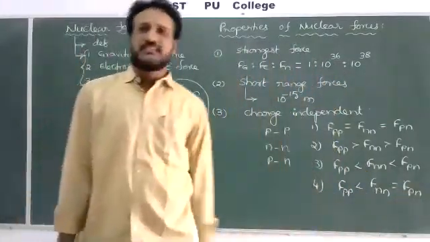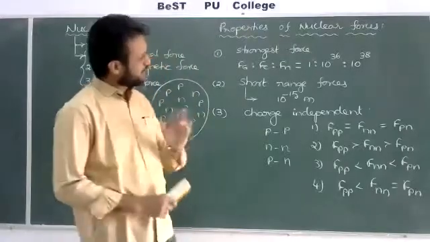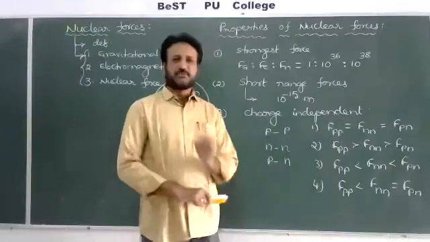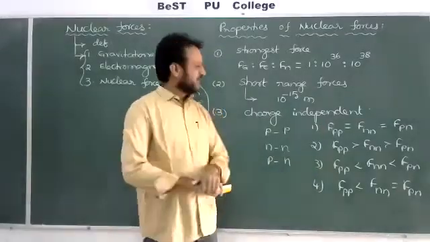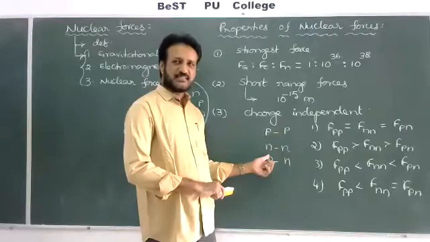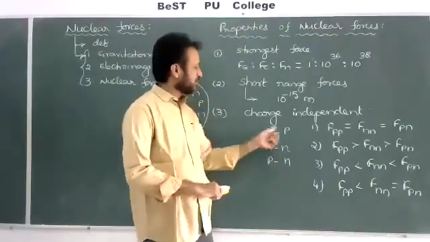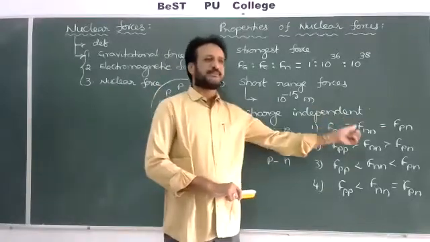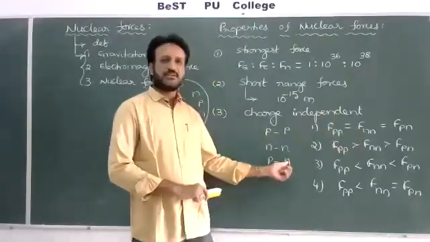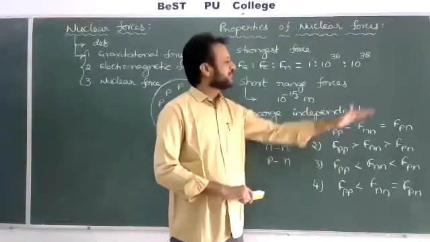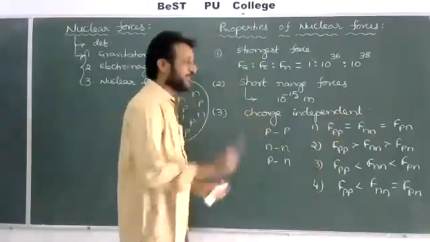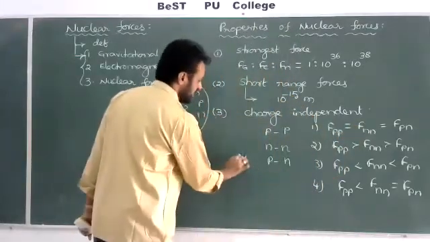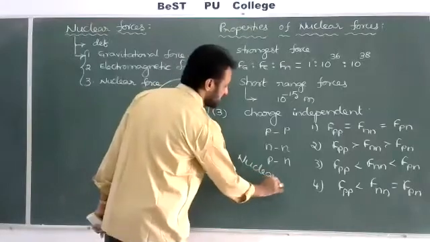So very important 2 questions. But for both the questions, the options will be the same. Options same, but just one word is different. Check here. Inside the nucleus, the nuclear force between the protons is FPP. Between the neutrons, the nuclear force is FNN. Between the proton and neutron, the nuclear force is FPN. Then which of the following options is correct? So we are using the word nuclear force.